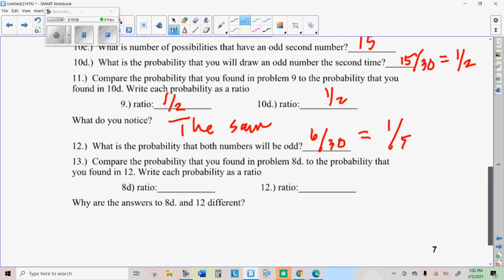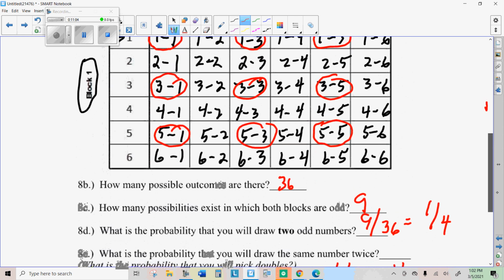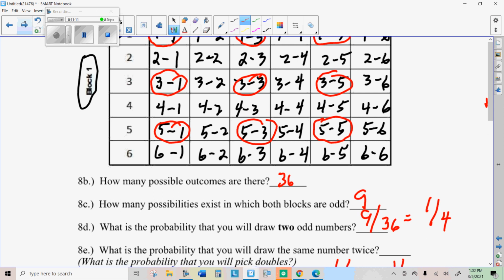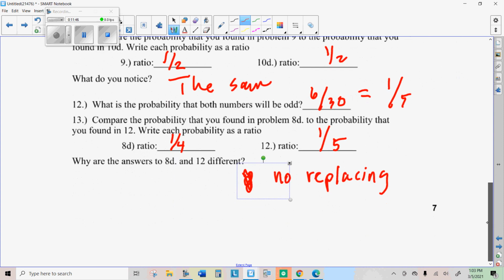In 8D, that's on the previous page, we found that the probability you would draw 2 odds if you did replace the number was 1/4. And in this one, we found that the probability that both would be odd if you didn't replace, if you kept it in your pocket, is 1/5. So the reason why is because we kept a tile. We didn't replace. So what happened the second time kind of depended on what happened the first time.